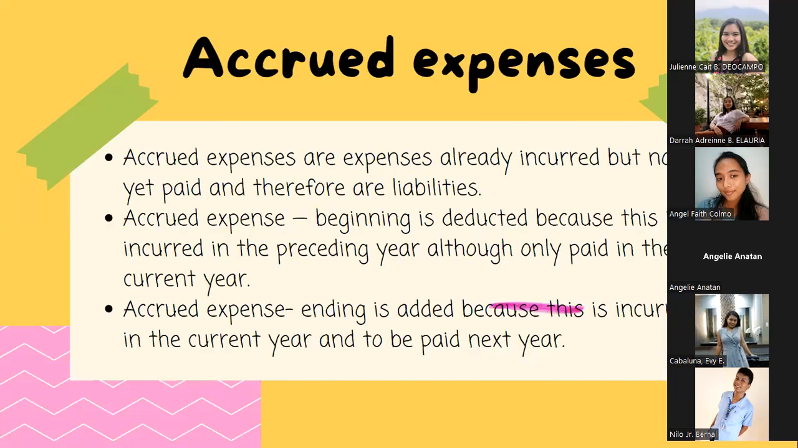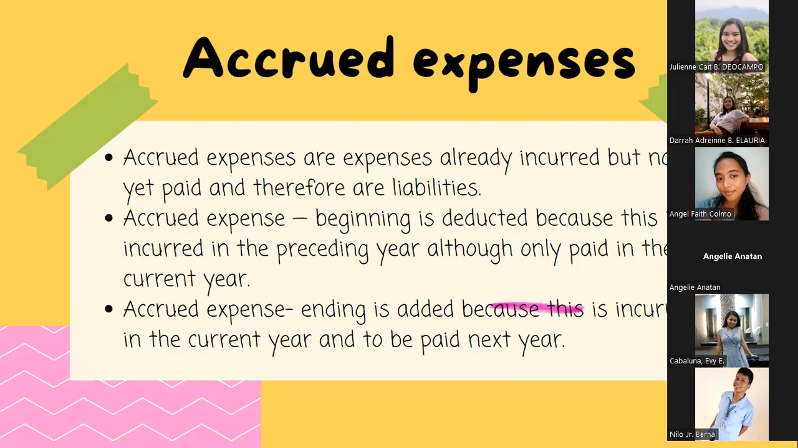The accrued expenses. Accrued expenses are expenses already incurred but not yet paid and therefore are liabilities. In other words, a company's obligation to pay for goods and services that have been provided for which invoices have not yet been received. They are classified as current liabilities, meaning they have to be paid within a current 12-month period and appear on a company's balance sheet. Examples are accrued salaries payable, accrued interest payable, and accrued rental payable.